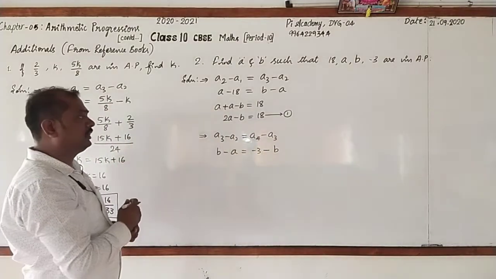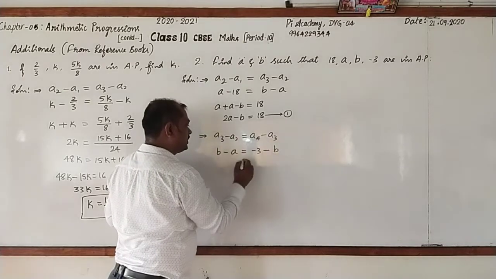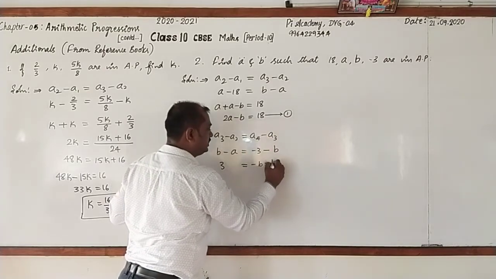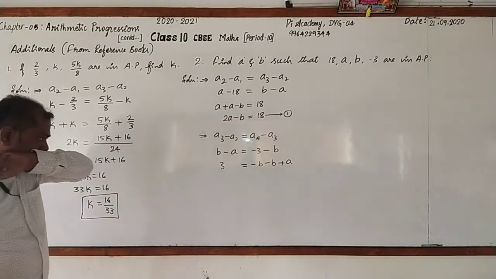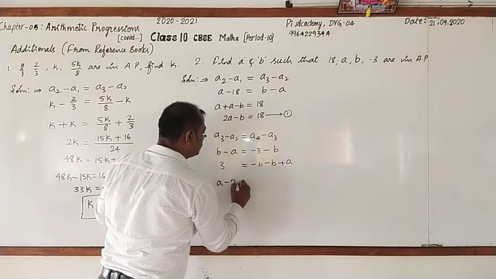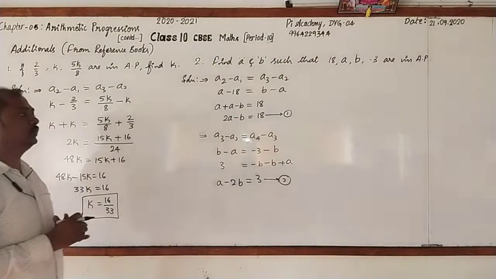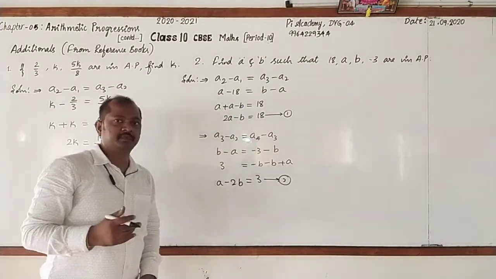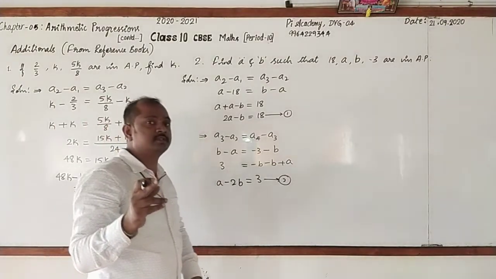Take b to the left hand side, or else constant to the left hand side and remaining to the right hand side. Minus 3 becomes plus 3. This is minus b. Transfer this, it becomes minus b. Minus a becomes plus a. Then a. What is minus b minus b? It is minus 2b is equal to 3. You may call it equation 2. So observe these two equations, first and second. What is it? Both the equations are in the form of a pair of linear equations in 2 variables.